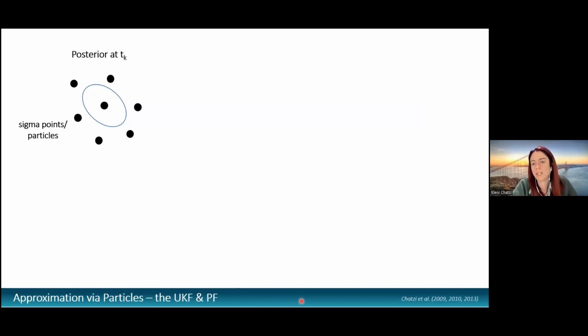In our group, we rely quite heavily on unscented and particle filters for achieving this task, which means that we represent the dynamics at every point in time as a stochastic variable that can be Gaussian or not. It depends on the filter that we're using, but can be approximated by these sampling points. This is the behavior at the point tk.